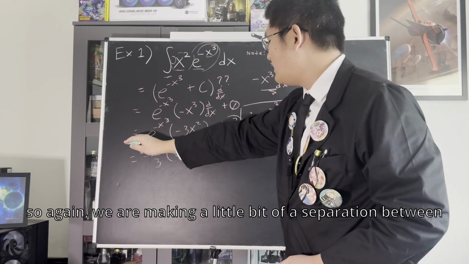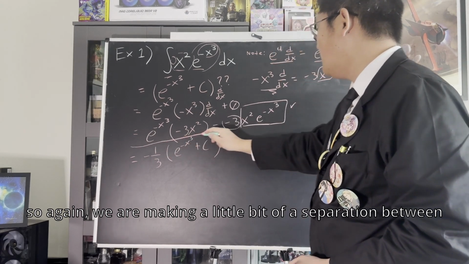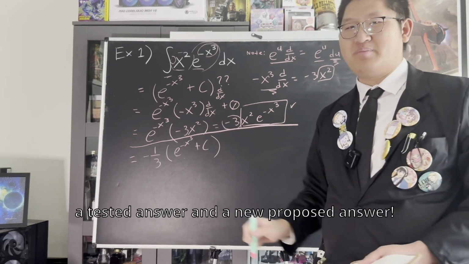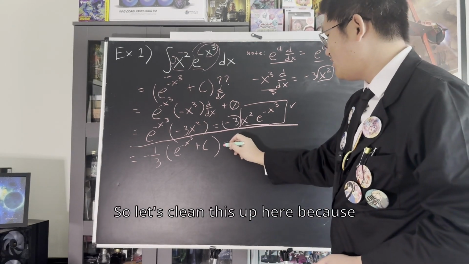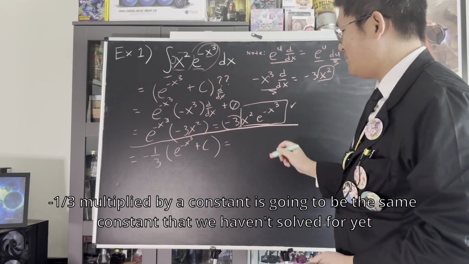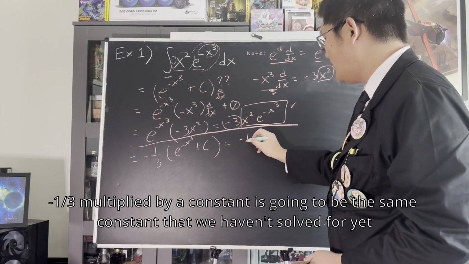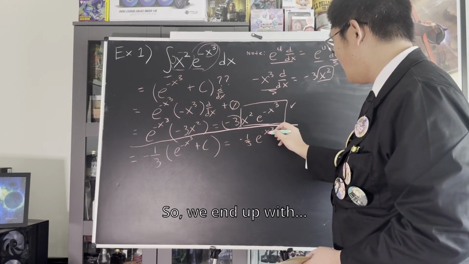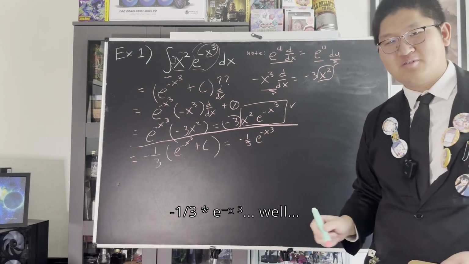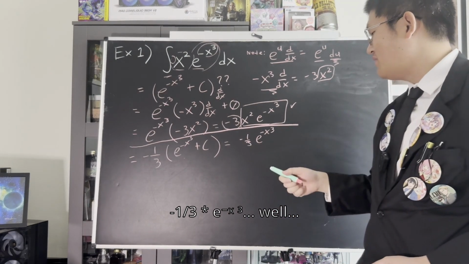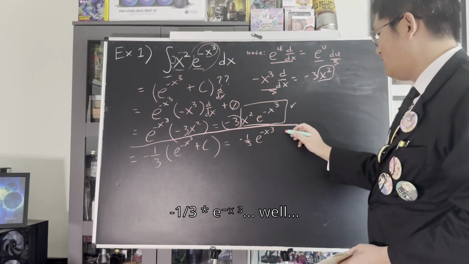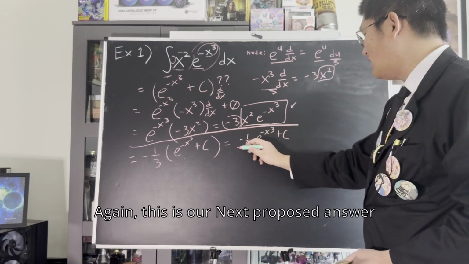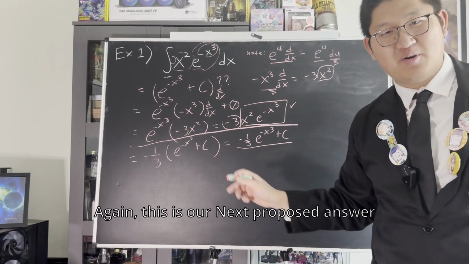So again, we're making a little bit of a separation here between a tested answer and then the new proposed answer. So let's clean this up here, because negative 1/3 multiplied by a constant is going to be still that same constant that we haven't solved for yet. So we end up with negative 1/3 times e raised to the negative x to the third power, plus c added to the end of that. Again, this is our next proposed answer.